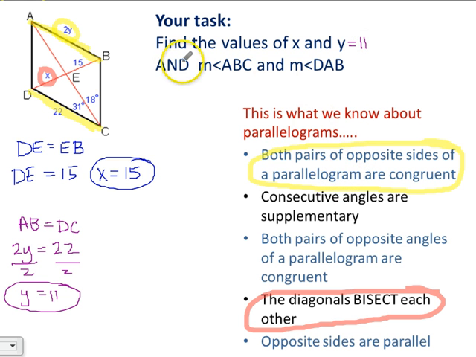What about some angle measurements? Angle ABC. If you need to click pause to take some good notes about what we've done so far, go ahead and do that because I'm going to erase everything that I've marked here so that we can focus on the angles.